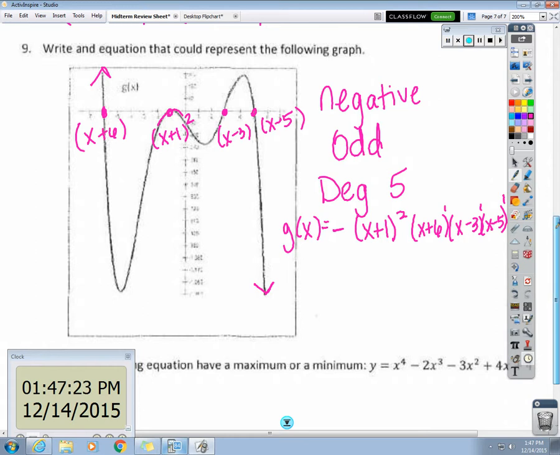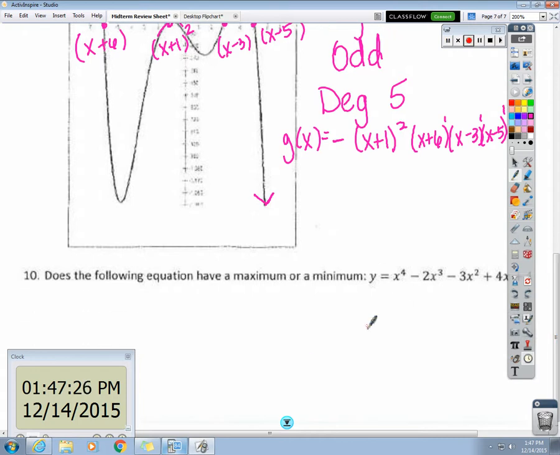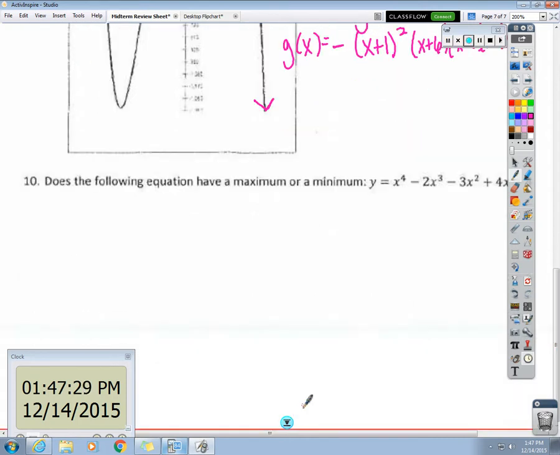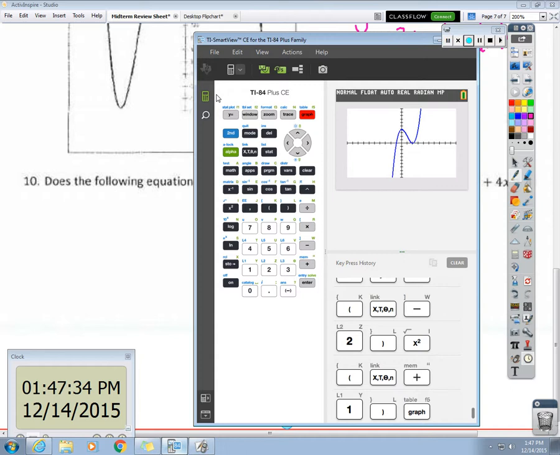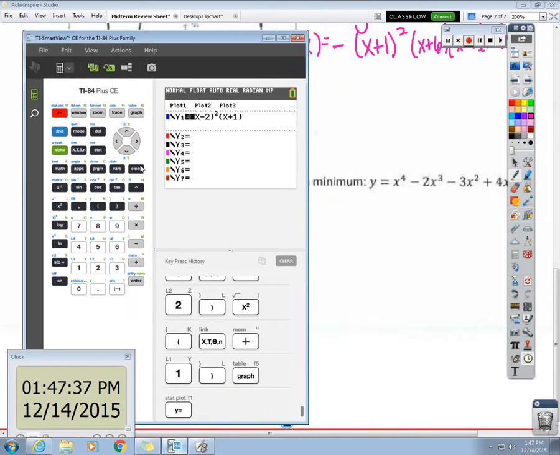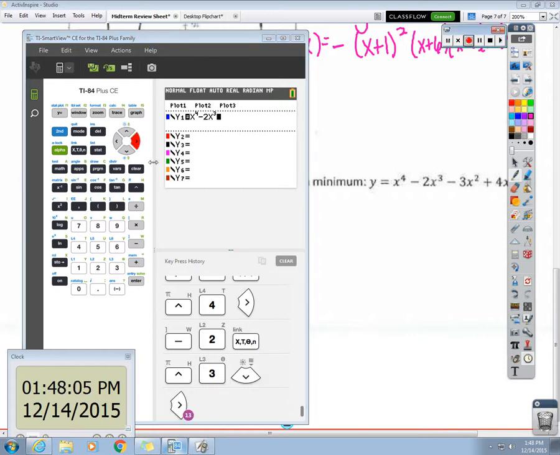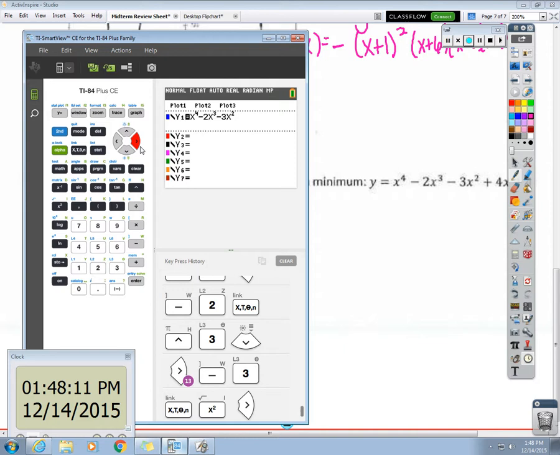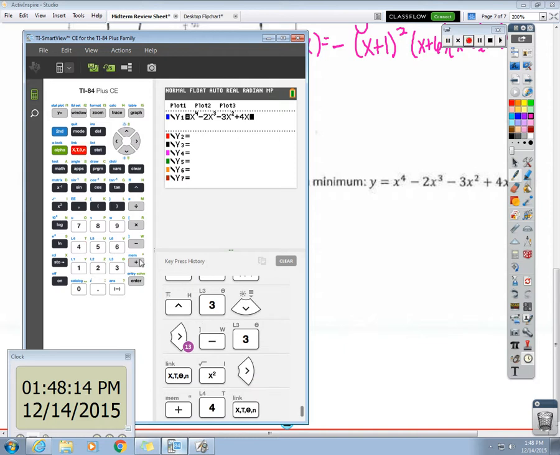Alright, number 10. Does the following equation have a maximum or a minimum? Okay, well, to know that, we need to graph it. So y equals x to the fourth minus 2x cubed. Crazy. I don't know, it's spazzing out. Okay, minus 3x squared plus 4x, and is it plus 4 at the end?